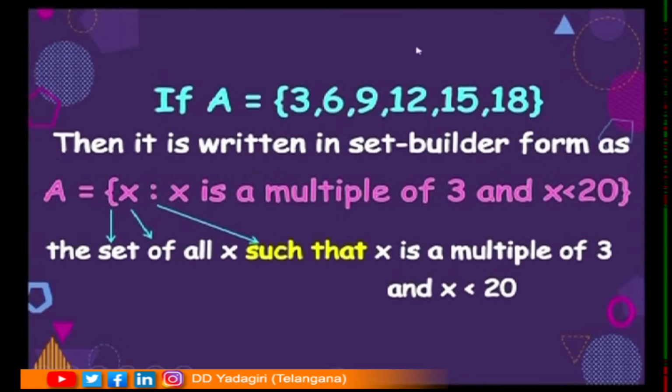If you observe, students, the braces tell you that this is the set of all x, and this symbol stands for "such that". What is the rule which x is following here? x is a multiple of 3 and x should be less than 20. So, we are considering the multiples of 3 which are less than 20. That is what you have observed in the elements of A.